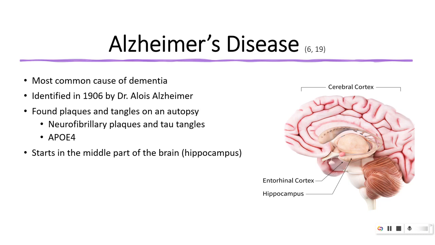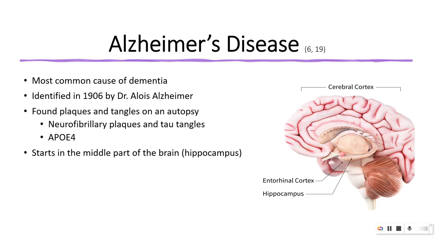Okay, so we're going to start talking a little bit about the various types of dementia. We're going to start with Alzheimer's disease. Alzheimer's is the most common type of dementia. It was identified in 1906 by a German psychiatrist and neuropathologist, Dr. Louis Alzheimer. What happened with him, or how he diagnosed this, is that he had a patient who died of an unusual mental illness.